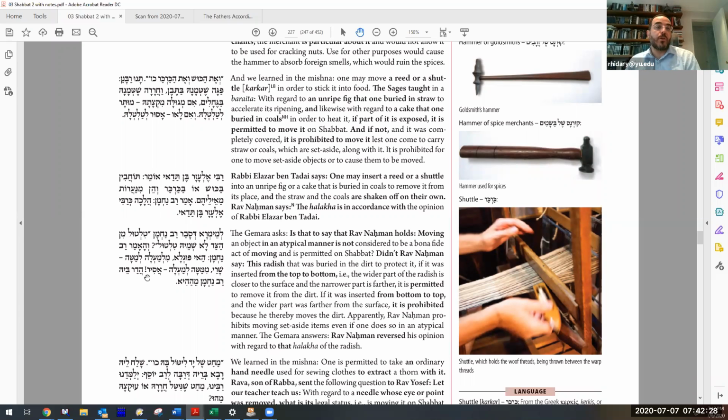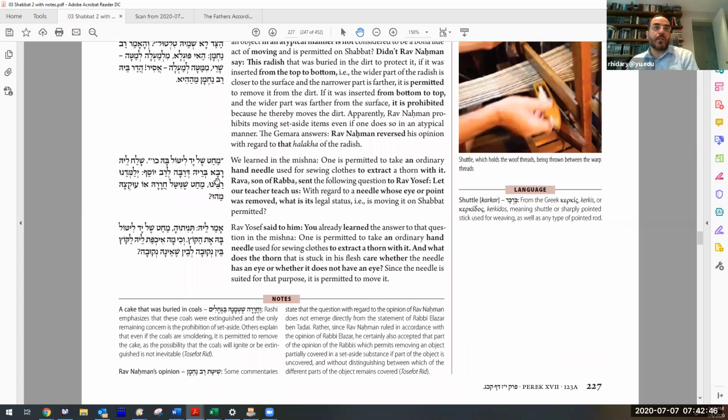So we have a contradiction between what Rav Nachman said here and here. The answer is "Hadar be Rav Nachman." Rav Nachman changed his mind from this machmir opinion. It is what he once thought, but now he agrees that the halakha is like Rabbi Elazar, and moving something indirectly is okay.